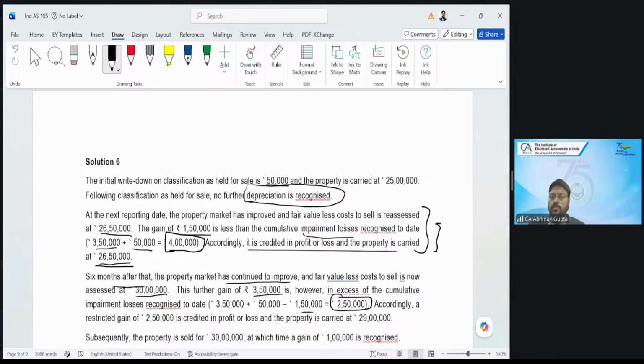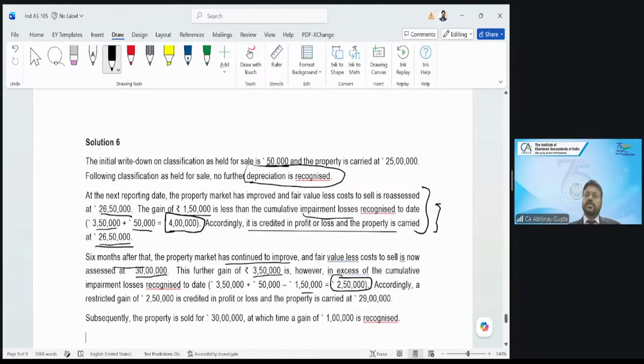Clear? So this 2 lakh 50,000 will be credited in the P&L only, because impairment losses are always recorded in the P&L. So impairment loss reversal will also be credited to the P&L always, right? So we will recompute the carrying amount of all our assets forming part of the disposal group, which is at 29 lakhs only. Subsequently the property is sold for 30 lakhs. And because the property is sold for 30 lakhs, the 1 lakh is the gain, which will be recognized as the gain on the sale of the property.